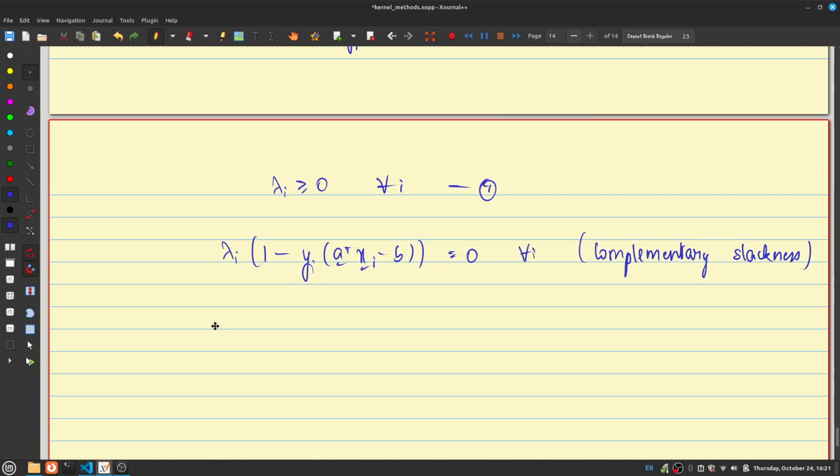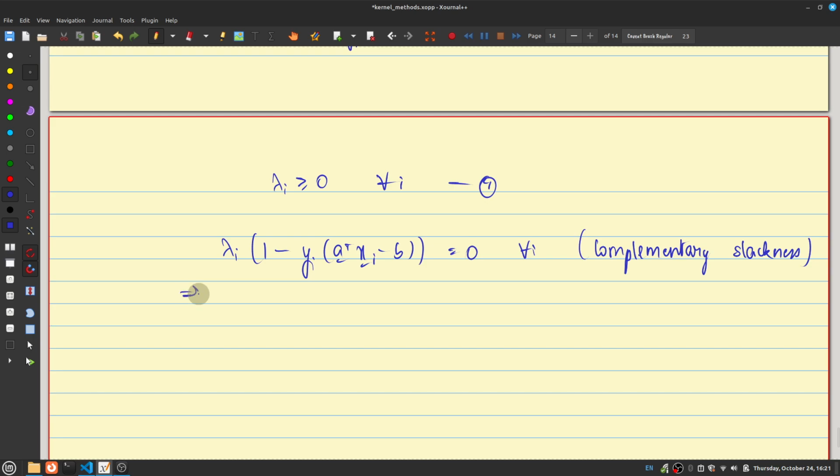So this, in particular, implies that either lambda I should be equal to 0, or this inequality constraint should be satisfied with equality. The ith inequality constraint should be an equality: Yi times A transpose Xi minus B should be equal to 1.